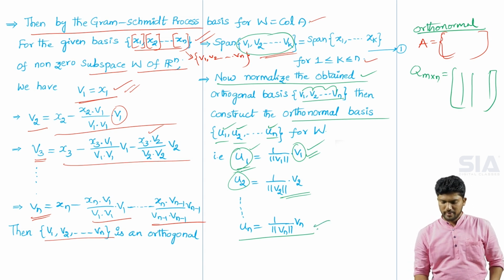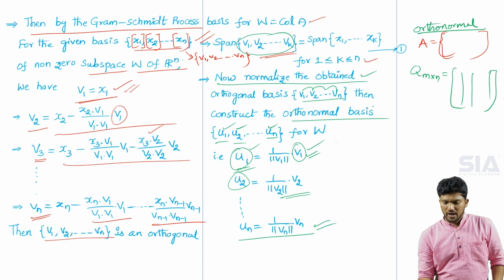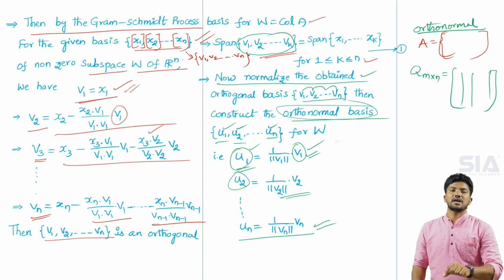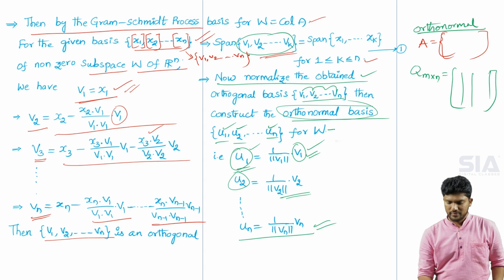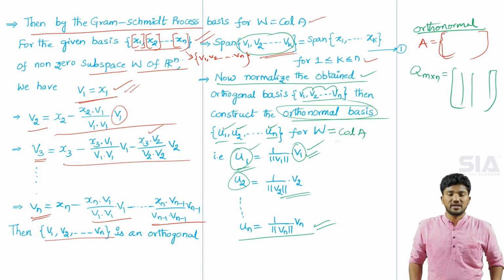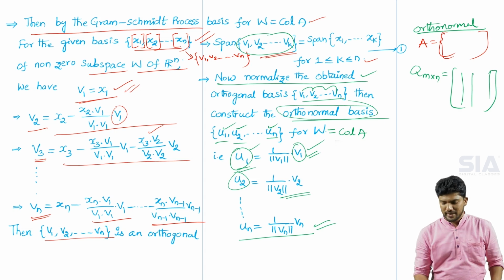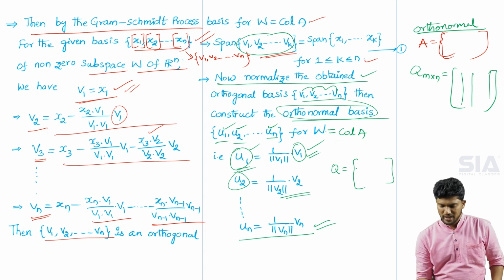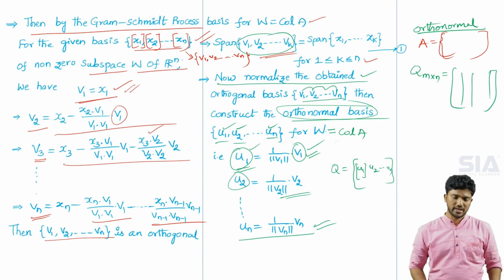In this format we can find the orthonormal basis for the column space of capital A. For W, we write the orthonormal basis for the column space of capital A. This orthonormal basis we indicate with the matrix Q. Here u1 is a column vector, u2 is the second column of capital Q, up to u suffix n, which is the last column of capital Q.